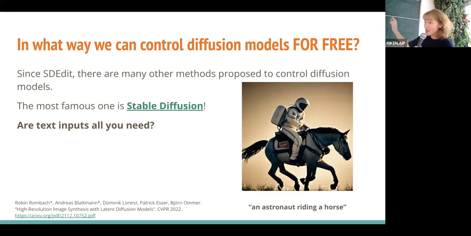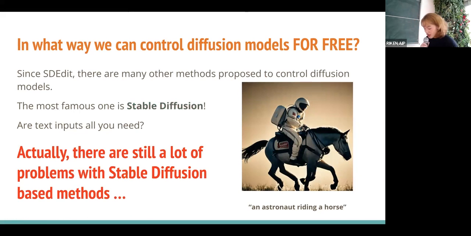But anyway, a lot of people think that text input is all we need, and all we need to do is find a good text prompt in order to control Stable Diffusion, to generate what we want, to have full control of what we want to generate. But is that actually true? Well, it turns out there are a lot of problems with Stable Diffusion based methods.